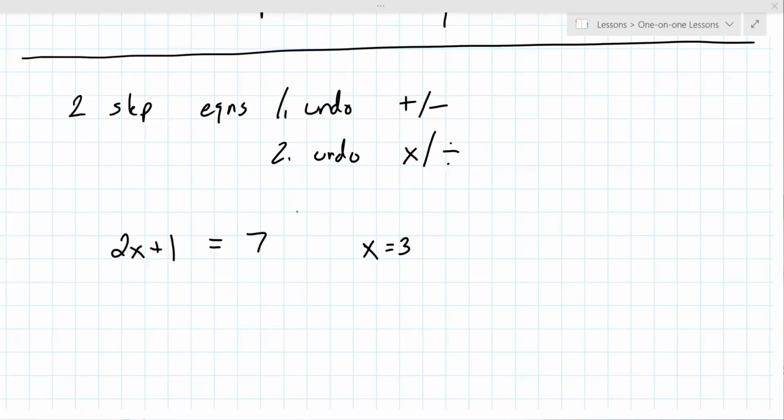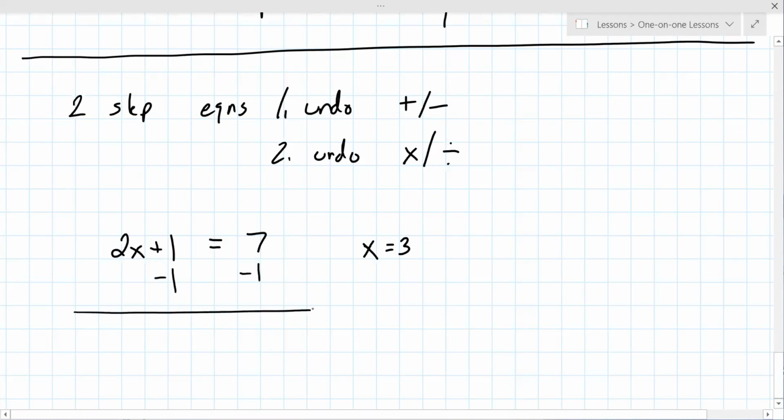And I just gave you a really simple example, and I gave you the solution, and I wanted you to see, okay, you need to undo addition or subtraction. Where is the addition or subtraction? The addition is plus 1. Yep. So how do you undo that? By subtraction. Subtract 1, subtract 1. So 2x equals what?